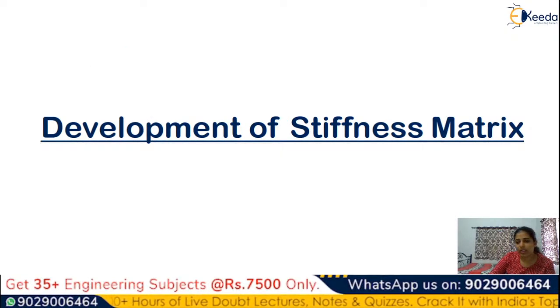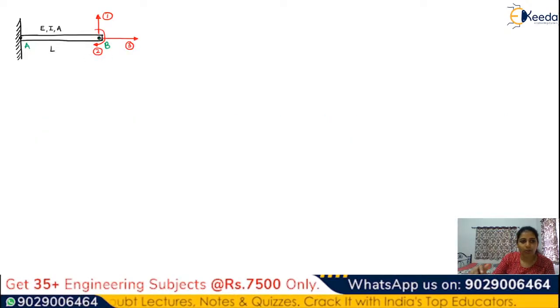So first we'll see the development of stiffness matrix. I've taken the first problem to be like this, right? This is a cantilever beam. One end is fixed and the other end is free. At the free end there are three coordinates. One is the vertical coordinate, which we have named as 1. Second one is the moment, which we have named as 2, and third one is the horizontal displacement, which we have named as 3.